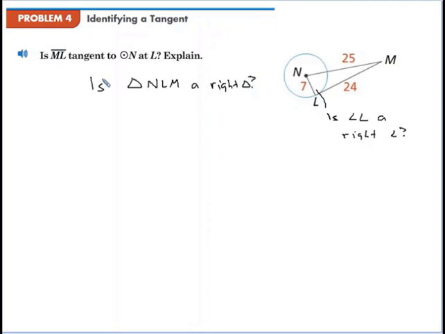Okay, now this we have actually done before, determining if a triangle is a right triangle. If the triangle is a right triangle, its sides will follow the Pythagorean theorem. And so in this triangle, the candidate for the hypotenuse is the NM side, 25. Okay, so what we're going to check here is whether 7 squared plus 24 squared is equal to 25 squared. And we're going to check that math now and find out.